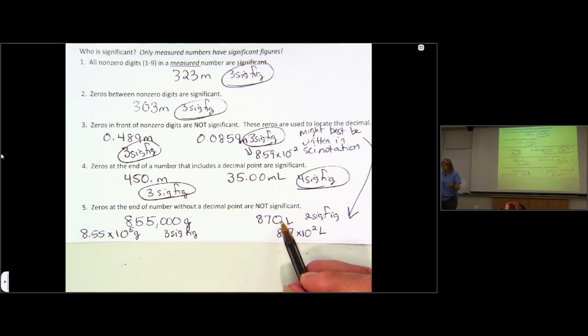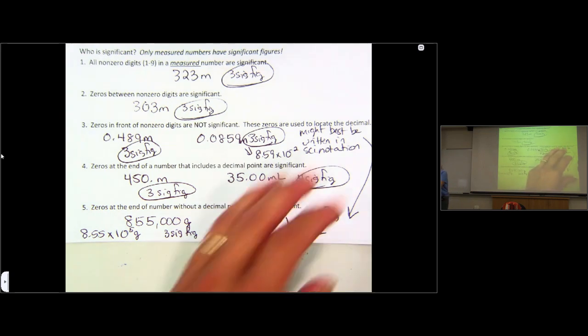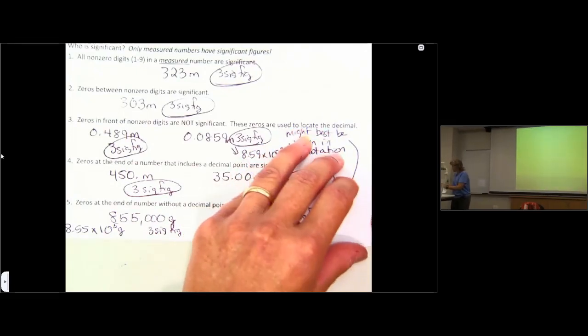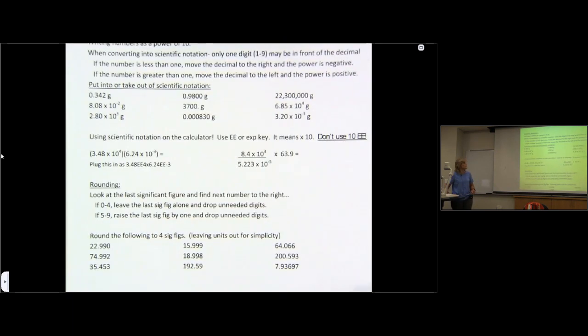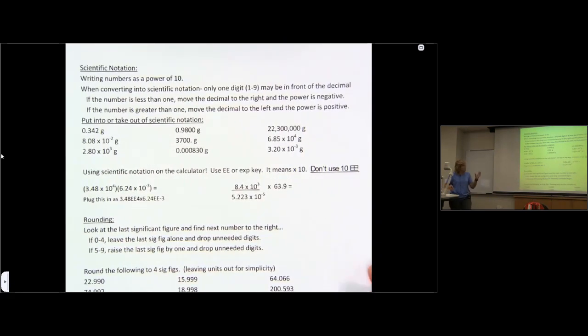And again, so you say, I don't remember anything about scientific notation. Well, flip the page over and guess what? The next topic is scientific notation. So let's plan on starting on that next class period.